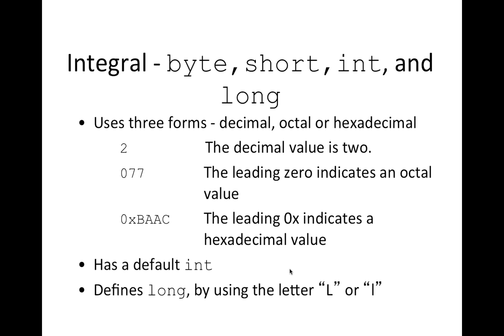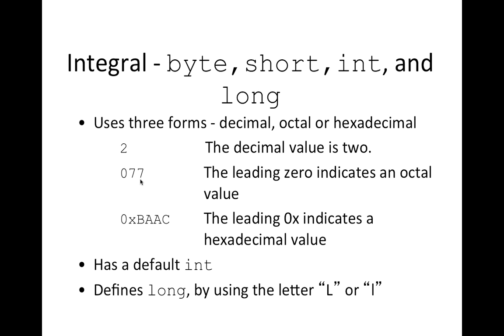Integral: byte, short, int, and long. How are these different? They use three forms: decimal, octal, or hexadecimal. So the decimal value is 2, the leading 0 indicates an octal value, and the leading 0x indicates a hexadecimal value. So each of these values can be represented in various formats. That's the thing they were talking about.